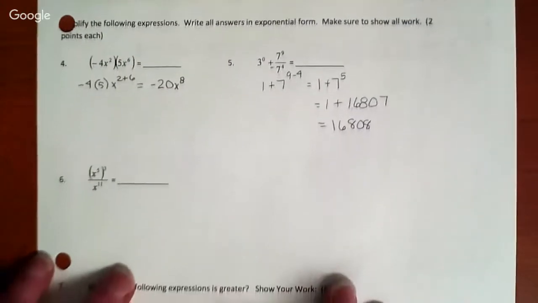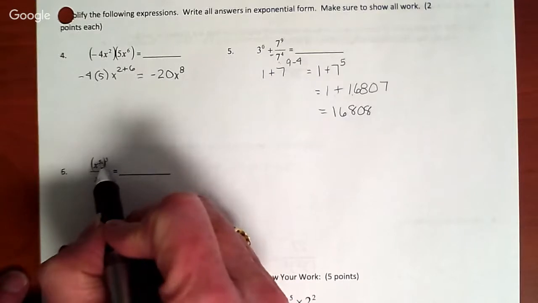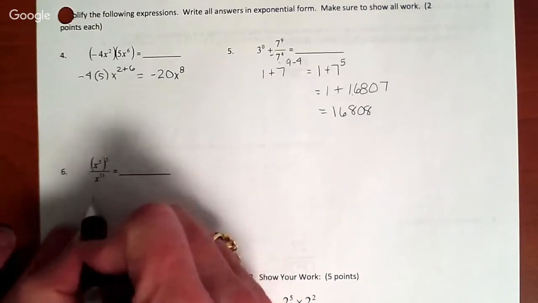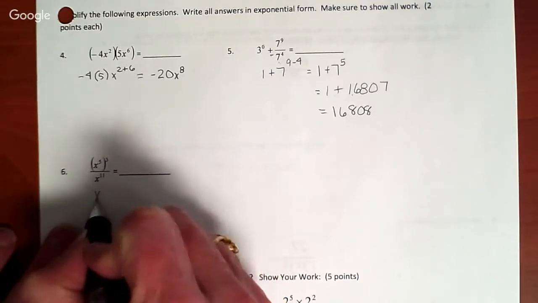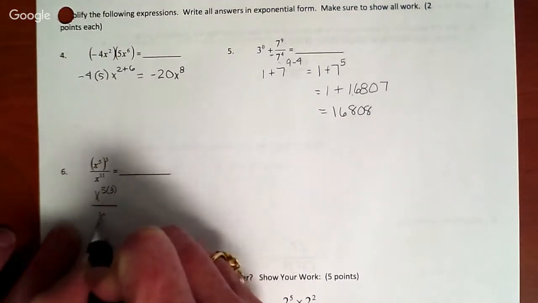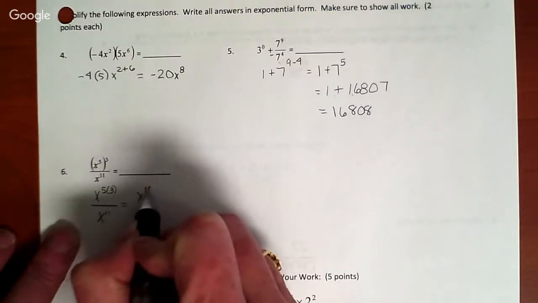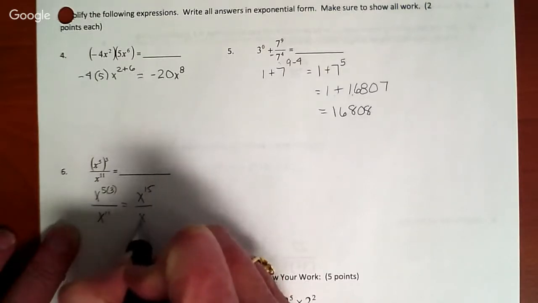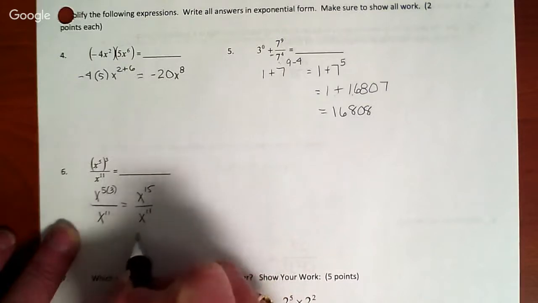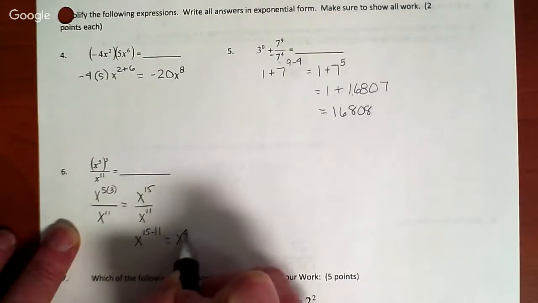Now our answer for down here, we have x to the 5th to the 3rd power. So we actually are going to multiply x to the 5th times 3 over x to the 11th, which therefore will be x to the 15th over x to the 11th. So now we have x to the 15 minus 11, which is x to the 4th power.